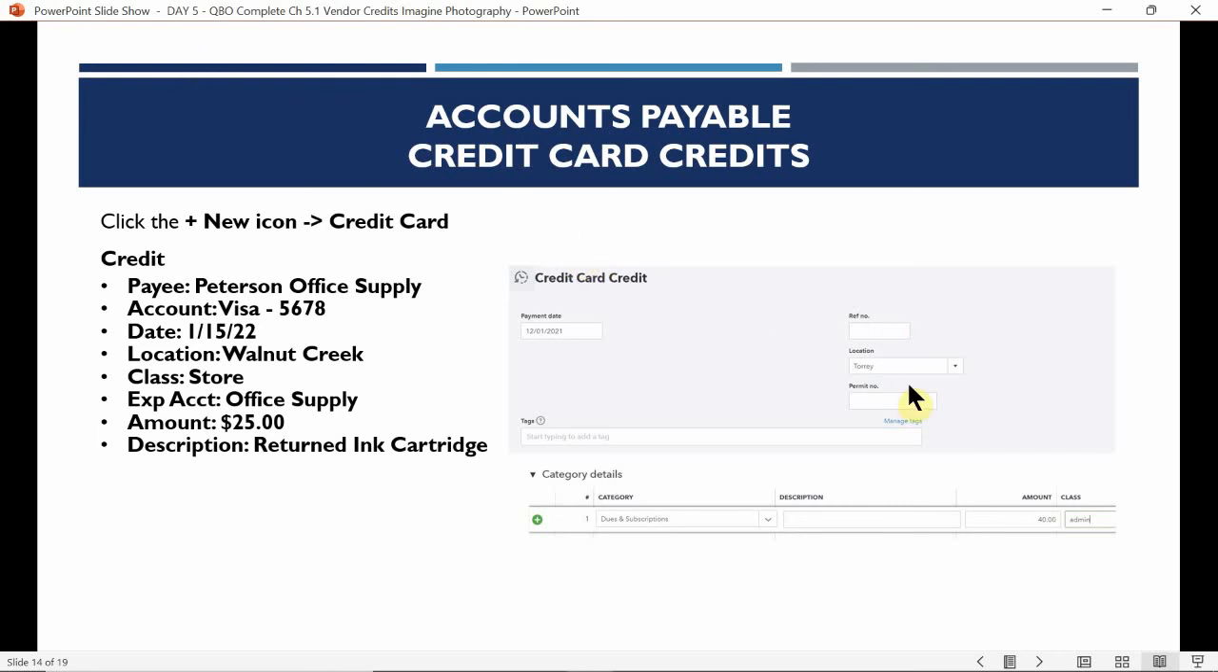How do we do that? You're going to be issuing the credit card credit. Okay? Let's say you had a problem with the printer ink for Walnut Creek. Maybe you ended up returning the ink cartridges because maybe you didn't buy the correct one. Or maybe you didn't need all the colors that you bought, because we purchased about $200 and something worth of them. So in this case, maybe we didn't need all the colors. Okay?